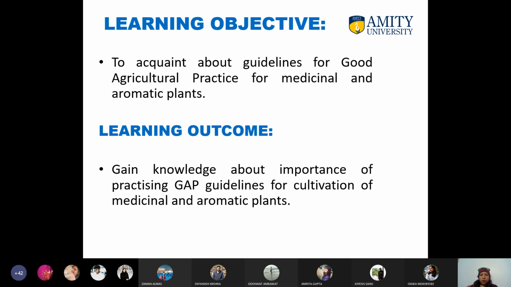Okay, so the learning objective is that you would be able to acquaint yourselves with the guidelines given by the WHO, and then after that you would get the knowledge about the importance of practicing these GAP guidelines. These are the ideal conditions which should be followed while doing the cultivation of the medicinal or any aromatic plant.